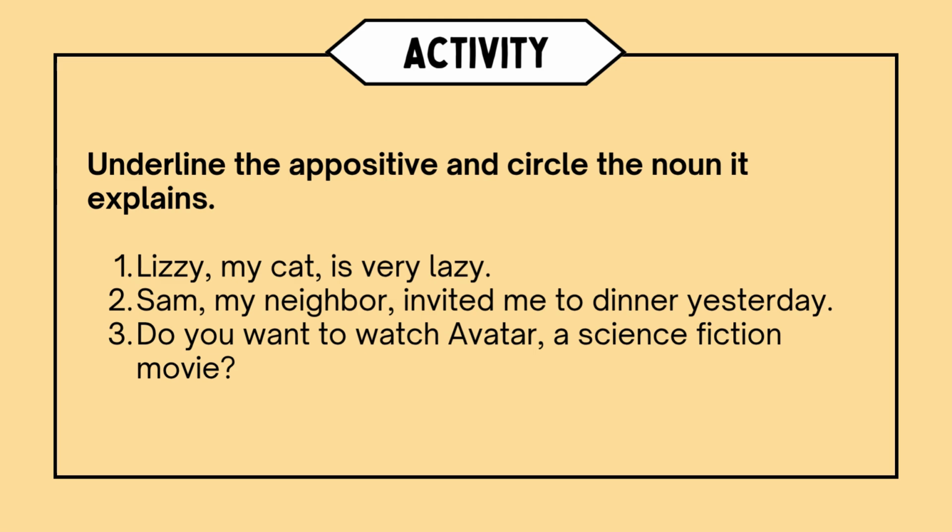Number 1. Lizzie, my cat, is very lazy. What is the appositive here? My cat. My cat is an appositive that describes or explains what noun? Lizzie. Without the appositive my cat, we would not know that Lizzie is actually a cat. So Lizzie here is the noun and the appositive that follows this noun is my cat.